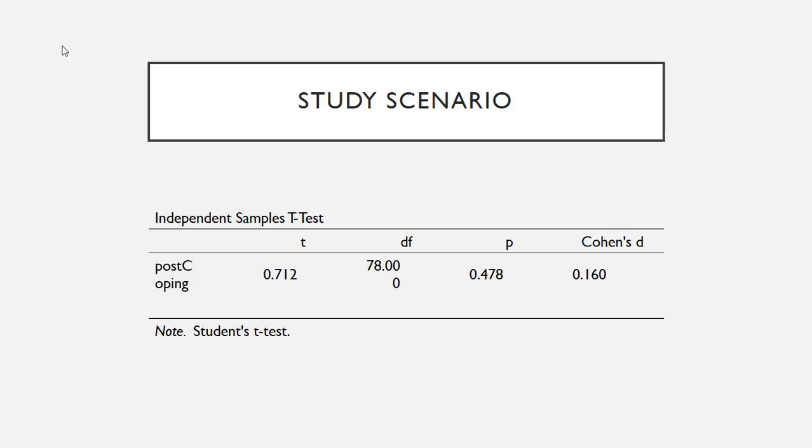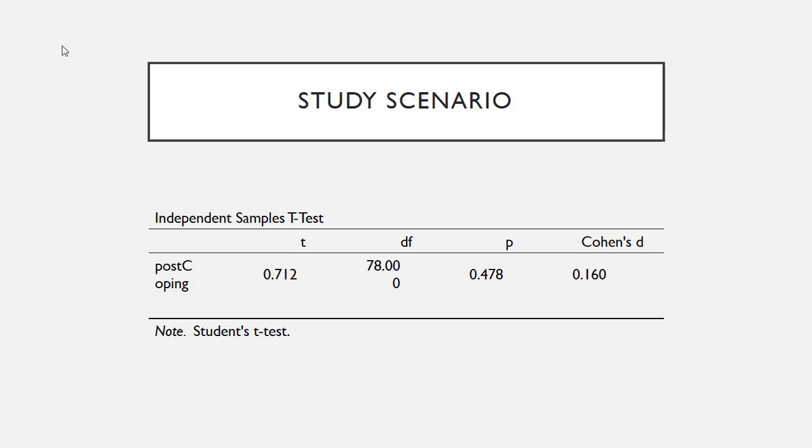In this last video, I'm going to go over with you how you would write out your results from a t-test if you were writing for publication. Whenever we present our statistics to the world, there's a certain format that we use to communicate our results. Let's take a look. I'm going to give you a study scenario first.